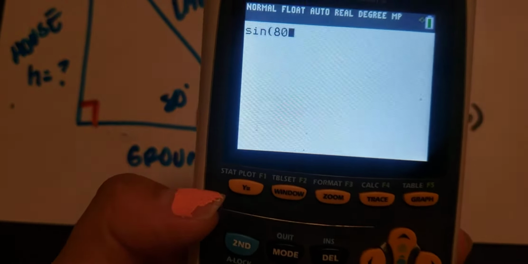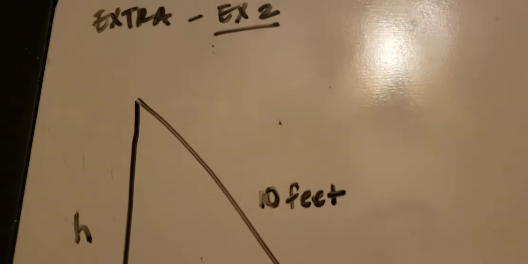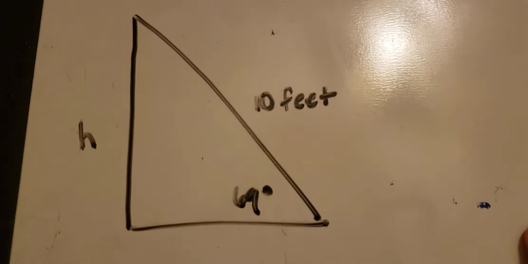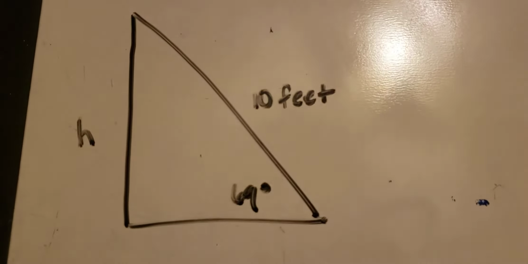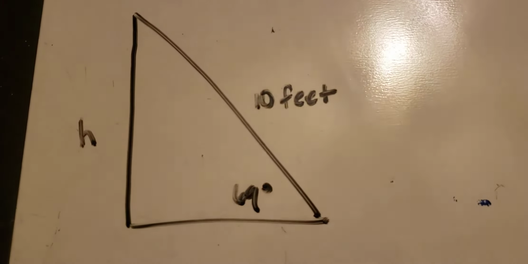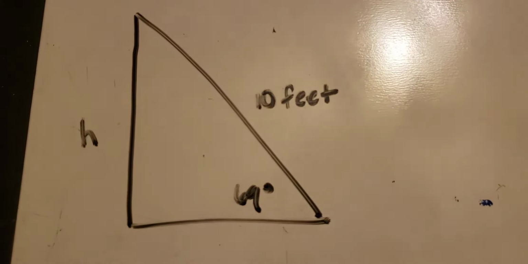Okay, so I took the liberty to go ahead and draw my picture for the next example. So here's my picture, but let me go ahead and read you the word problem, okay? So basically it says, a ladder 10 feet long leans against the side of a house. Find the height h from the top of the ladder to the ground when the angle of elevation of the ladder is 69 degrees. Okay, so again, this is very similar to the previous problem.